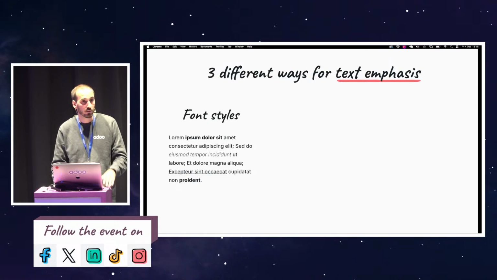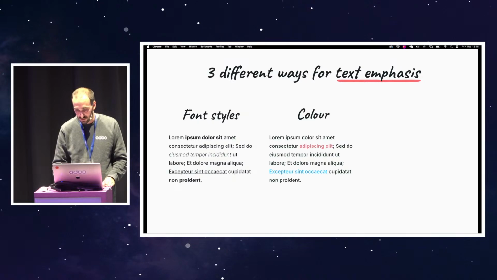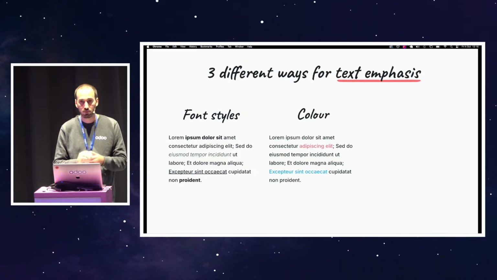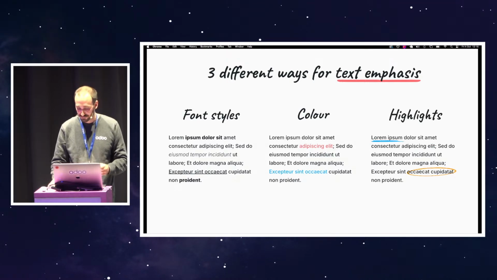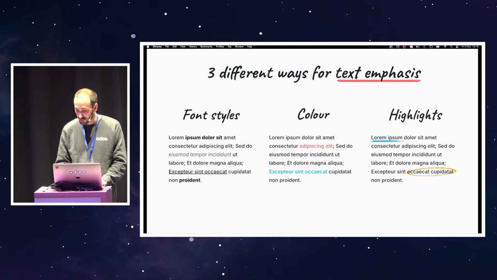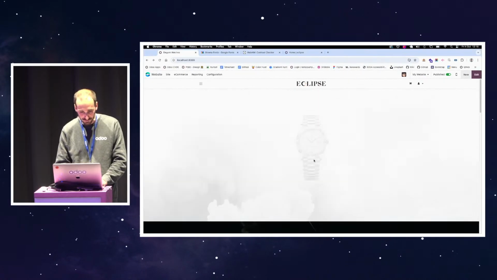With font styles, so you can make some content bold or italic. With color, so you could change the color of a title or a specific word. And the last option is highlights. And this is a great feature from the V17, and I'm going to show you how to use it.